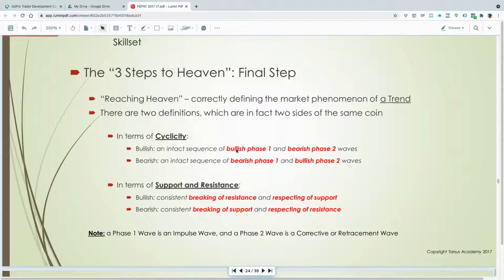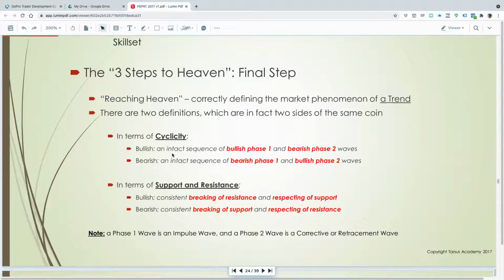So the end of a trend would, as I say, be represented by a breakdown in this definition, which would mean that we no longer have an intact sequence of phase 1 and phase 2 waves. So if we've got phase 1, phase 2, phase 1, phase 2, phase 1, phase 2, and then have another phase 2, that would represent a breakdown in the sequentiality of cyclicity. And of course, there are only 2 ways we can have that breakdown: either phase 2 followed by phase 2, or phase 1 followed by phase 1.